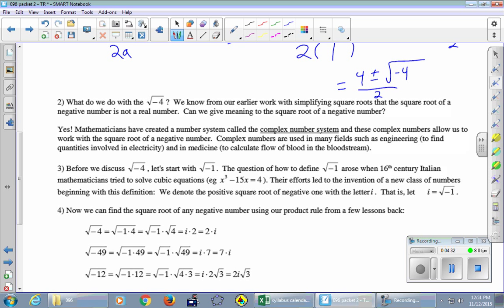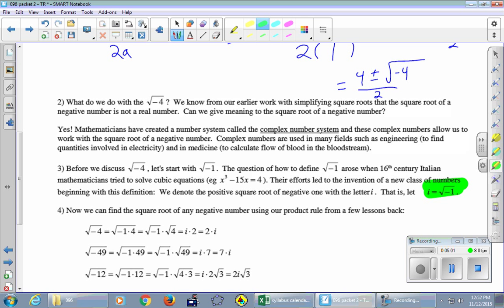And in trying to solve these equations, they ended up inventing a new class of numbers, beginning with this definition right here. We denote the positive square root of negative 1 with the letter i. That is, we let i equal the square root of negative 1. Maybe put a star around that or circle it or something. That is our definition of a brand new class of numbers. If you see the square root of negative 1, you get to change it to an i. Square root of negative 1 might be frightening to look at.